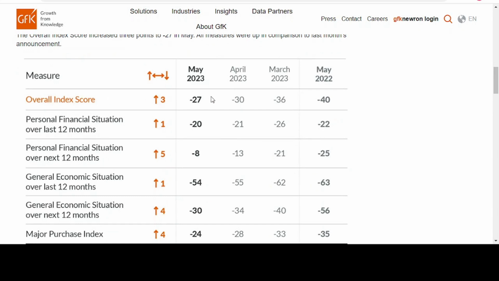Well, the headline score here in orange for May is minus 27, up actually from minus 36 in March, and year on year up from minus 40 in May of 2022. So things have improved steadily. However, we're still down at those 2008 confidence levels from around the GFC. So although things have improved, I would hardly say they look massively optimistic.